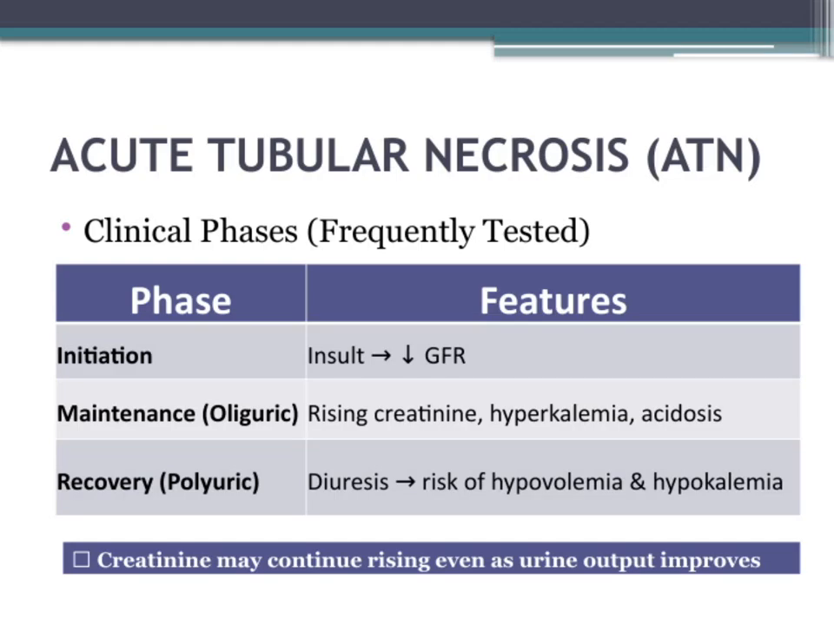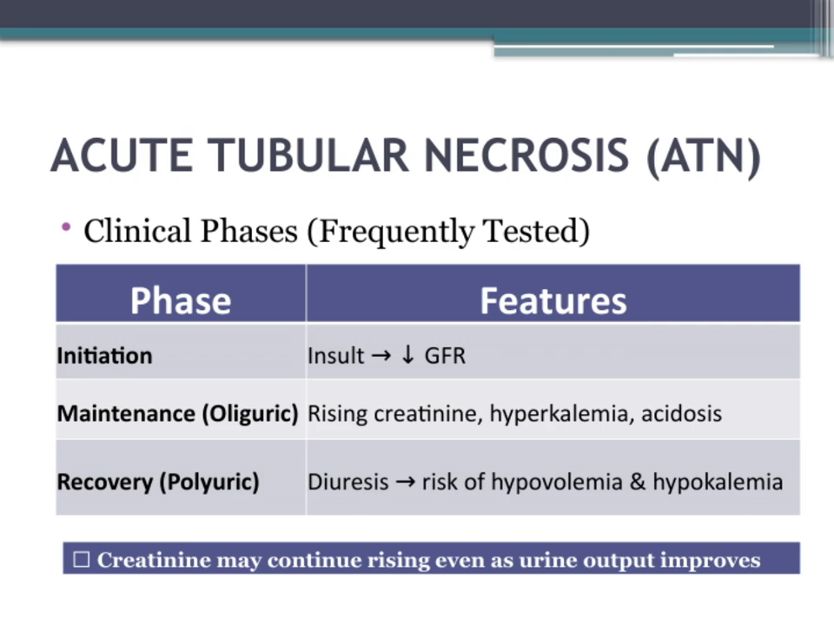Now let's look at an important point about creatinine levels. Even as the urine output starts to improve, creatinine may still continue to rise. This can sometimes be confusing, but it's a key concept to understand in managing acute kidney injury. Moving on to the clinical phases, we see a progression through different stages. The initiation phase begins with an insult that causes a sudden drop in the glomerular filtration rate, or GFR. This is when the kidney first starts to be affected.